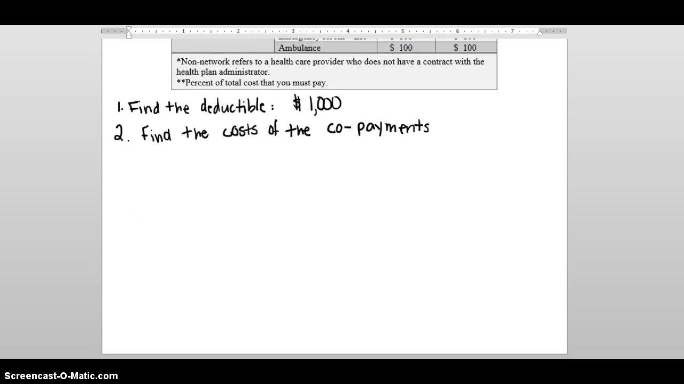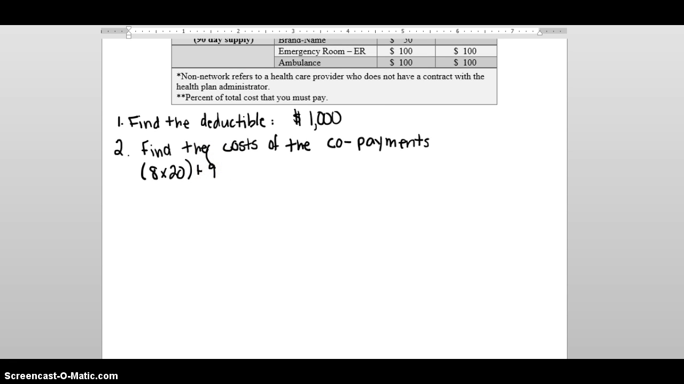So as we write this all out, we're going to have 8 $20 copays for the physician visits, plus 9 $30 visits, which were her specialist visits. She's also going to have 12 physical therapy visits, and she paid 20% of $85. Then her pharmacy, she had 3 $10 copays and 1 $20 copay.